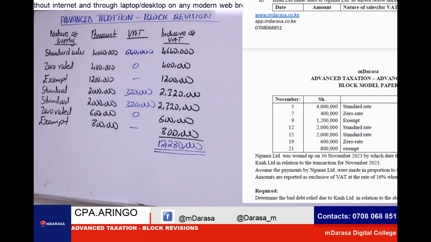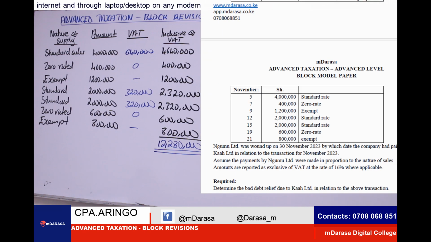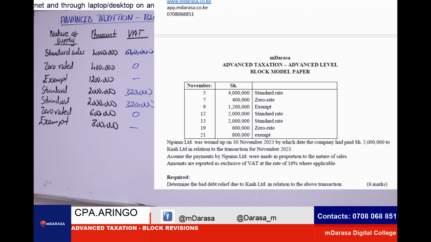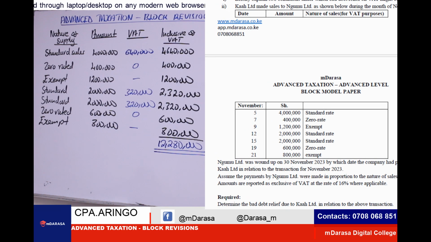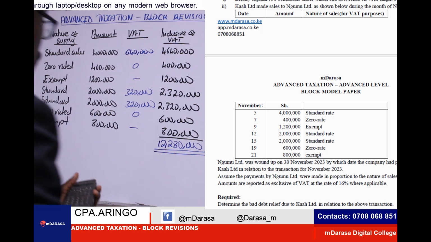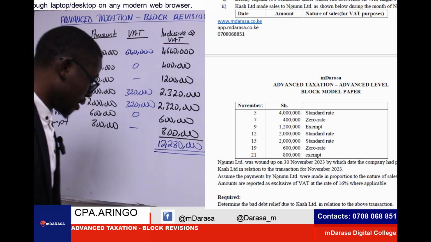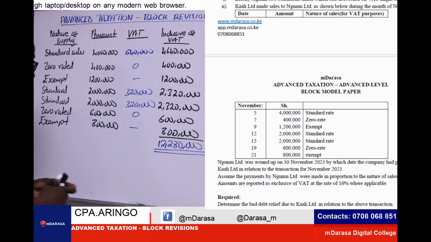But we are told this person didn't pay the whole amount. Gomu Limited was wound up, meaning that it ceases to exist. And by that time, that company had only paid us 5 million. So if we had been paid only 5 million, what will we be having? The remainder. So in this case, we do this summary.